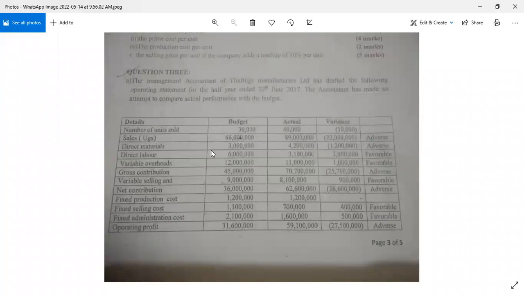So here is the question. They say that the management accountant of this particular company has drafted the following operating statements for the half year ended 30th June 2017. The accountant has made an attempt to compare actual performance with the budget. And indeed, just made an attempt. And the reason is clear that the first thing you look out for when you're comparing budgets is the level of activity. So when you see here the first line, they're saying the number of units sold, and by the way, that's the level of activity. For budgets, it was 30, and then for the actual, it was 40.